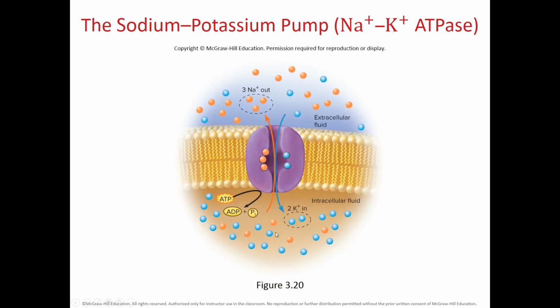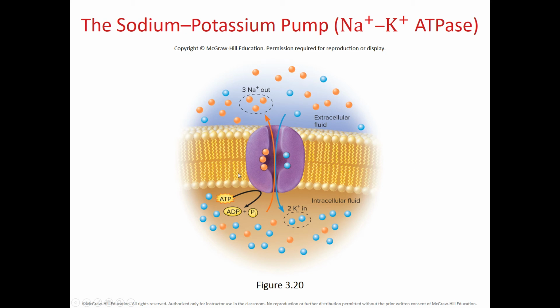So this is how the sodium-potassium pump works. Another name for the sodium-potassium pump is sodium-potassium ATPase, because it breaks down ATP into ADP, or adenosine diphosphate, and inorganic phosphate. In order to maintain the normal concentration of sodium and potassium, you use this pump. You have to have a high concentration of sodium outside of the cells and a high concentration of potassium inside of the cells.